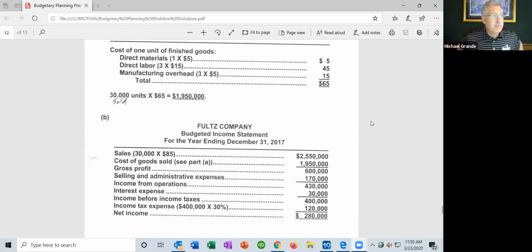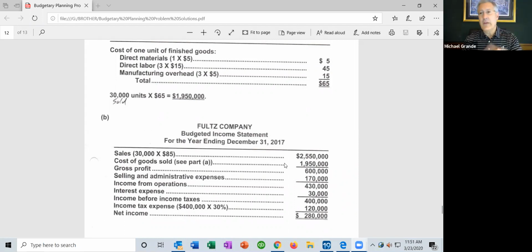Part B of this problem says prepare a budgeted income statement. Starts with sales. 30,000 units is what they sold. Selling price per unit, $85. Sales, $2,550,000. Cost of goods sold. From the previous part of this problem, again, 30,000 units, $65 per unit is the cost, $1,950,000.